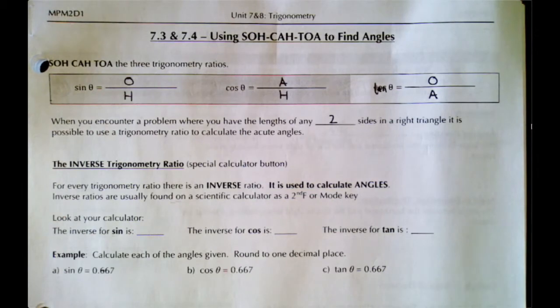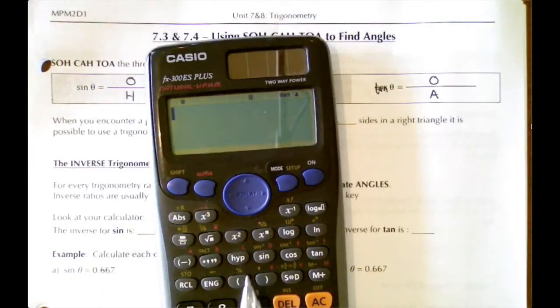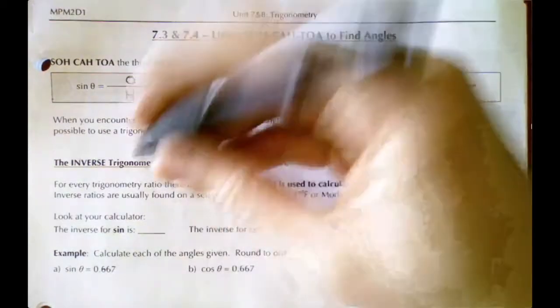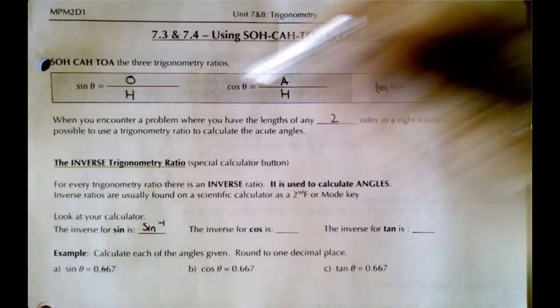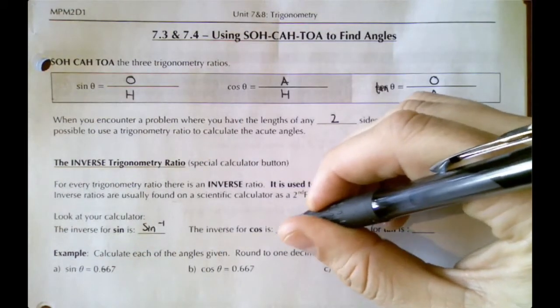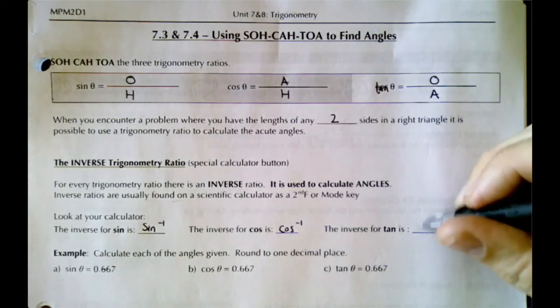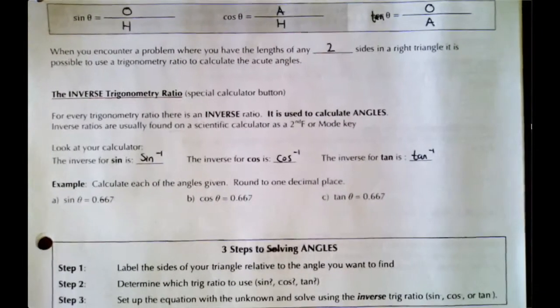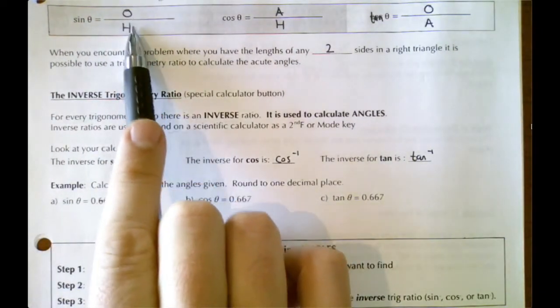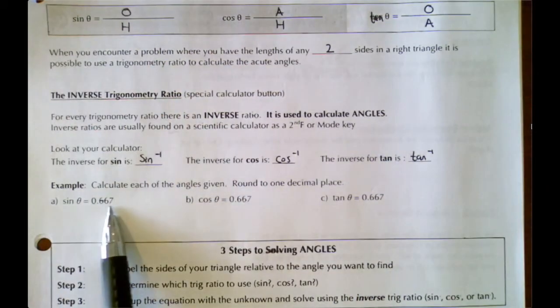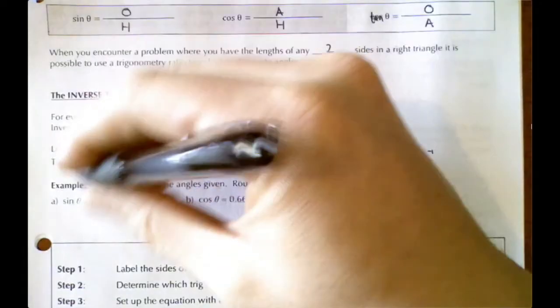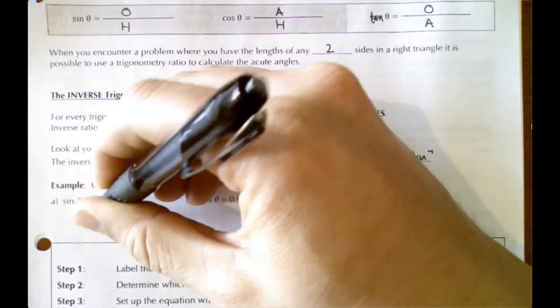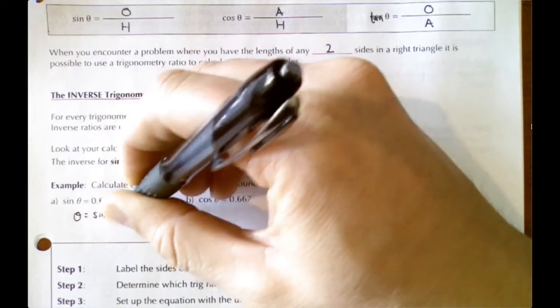So if you look on my calculator, above the sine, cos, and tan buttons are these sine minus 1, cos minus 1, and tan minus 1. Those are the inverses. The inverse of sine is sine inverse. The minus 1 means inverse. The inverse of cos is cos inverse, and the inverse of tan is tan inverse. And the way that works is if you know the ratio, so if we had an opposite and a hypotenuse and we divided them, and we got 0.667, we could find the angle by doing sine inverse of 0.667.